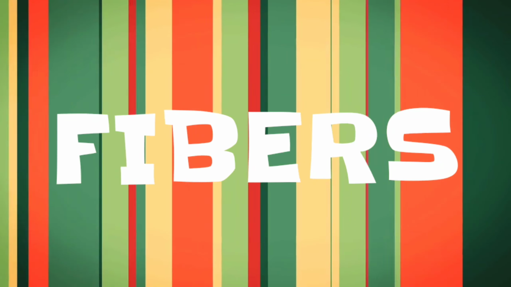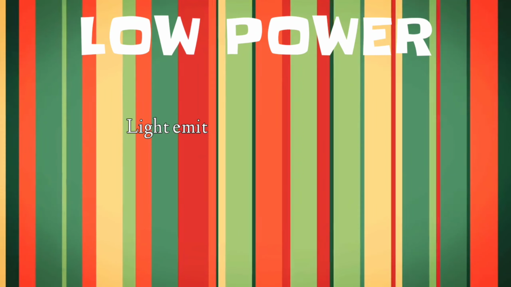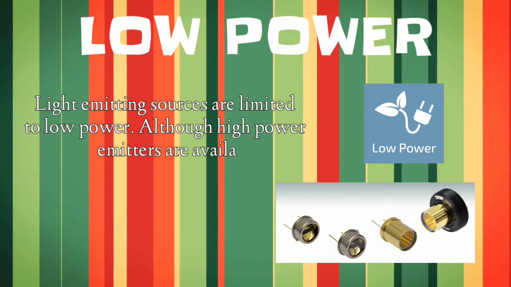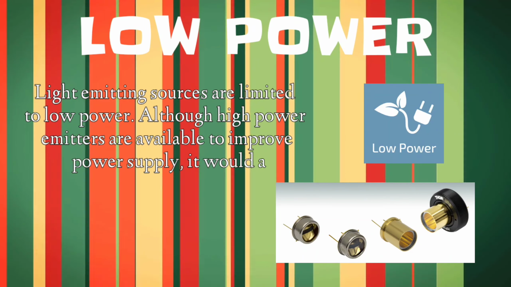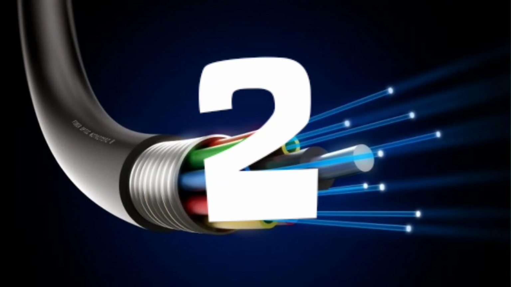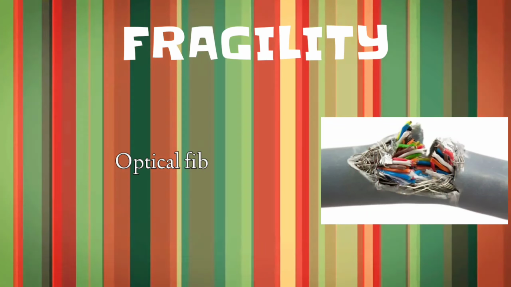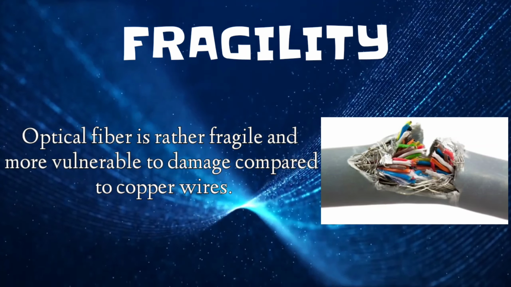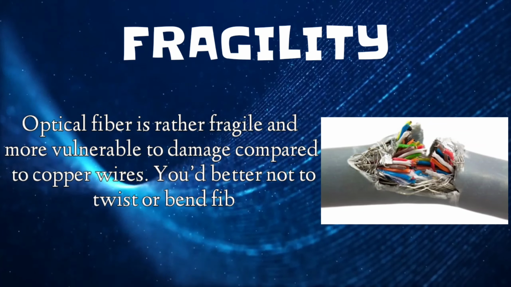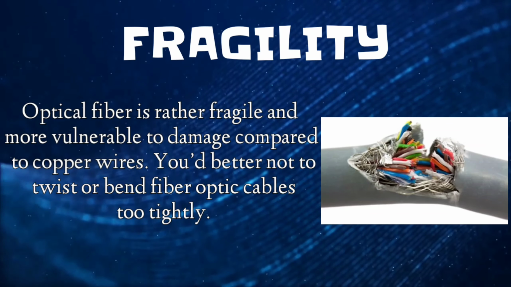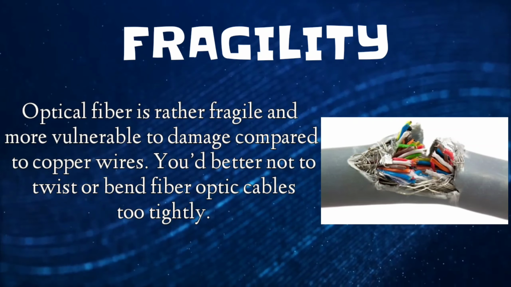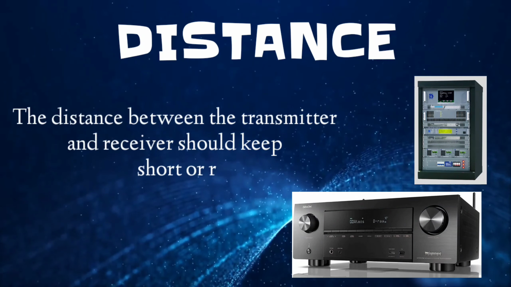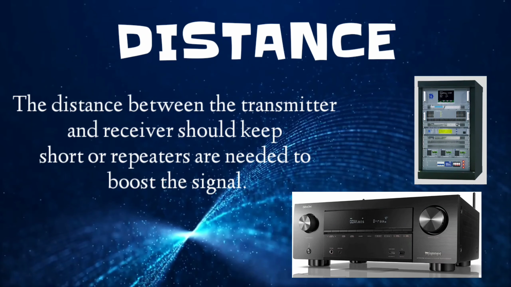Disadvantages of optical fiber. First, low power. Light emitting sources are limited to low power, although high power emitters are available to improve power supply. It would add extra cost. Second, fragility. Optical fiber is rather fragile and more vulnerable to damage compared to copper wires. You had better not twist or bend fiber optic cables too tightly. Third, distance. The distance between the transmitter and receiver should be short, or repeaters are needed to boost the signal.